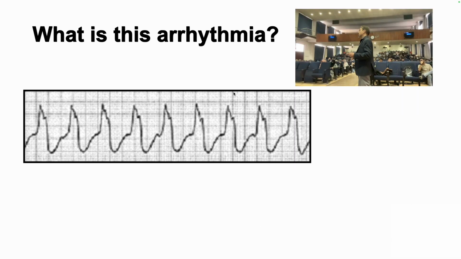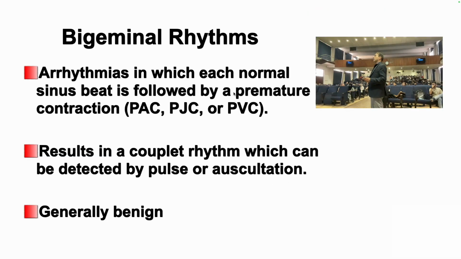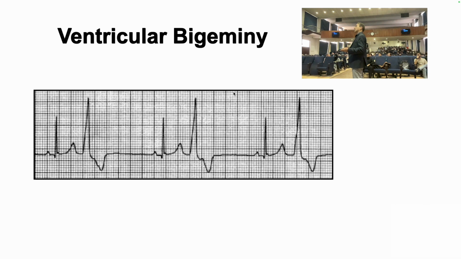Now, what is this rhythm? You should identify this. This is ventricular tachycardia. Good. This is one of the very serious rhythm disturbances. You can have different patterns of ventricular tachycardia: single beats, maybe atrial contraction, a junctional beat or PVC, and these can come in couplets and triplets as well. So this is an example of a couplet. This is ventricular bigeminy. These are usually benign conditions.